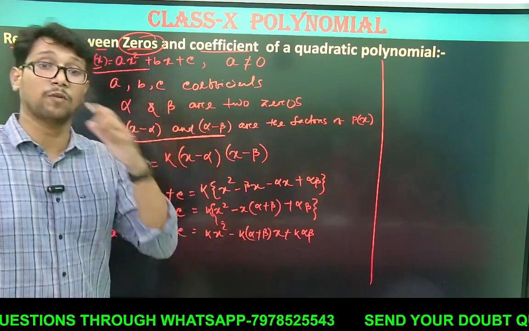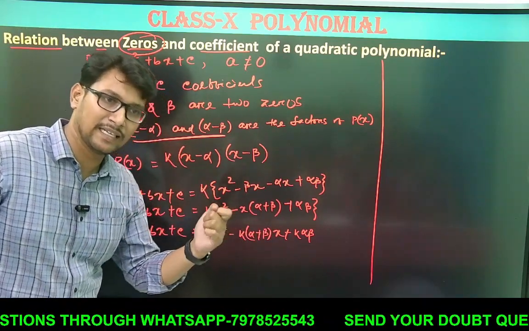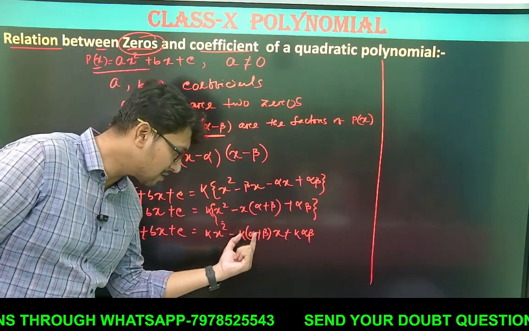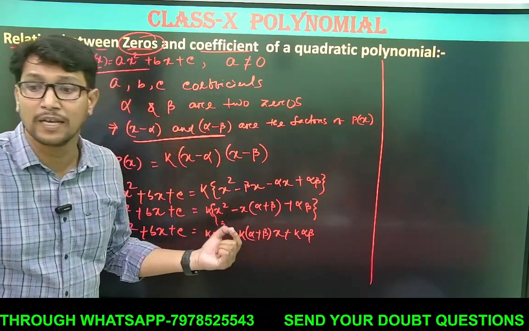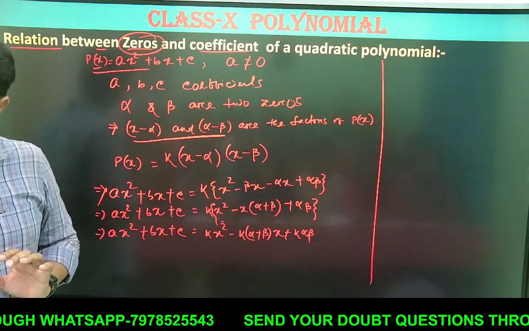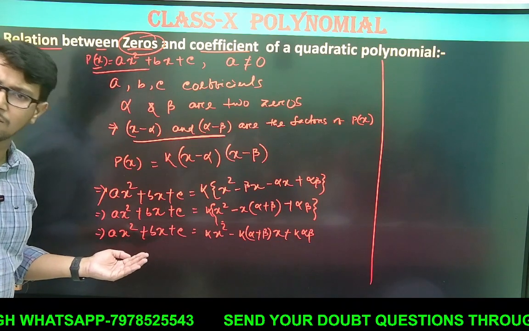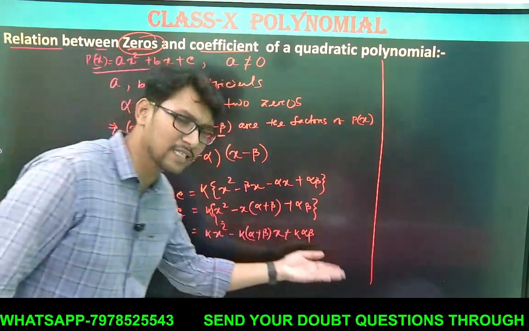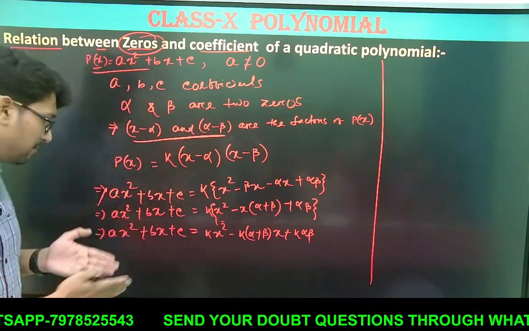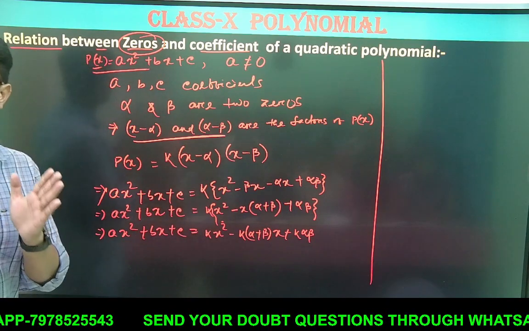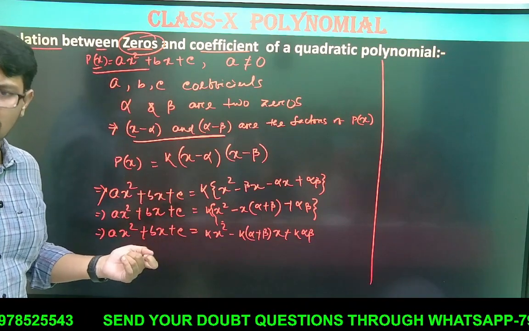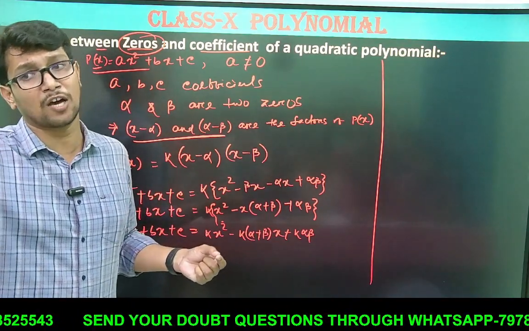In this quadratic polynomial, k is the leading coefficient. Look here: minus k into alpha plus beta is the coefficient of the x term, and k alpha beta is the constant. So LHS is a quadratic polynomial, RHS is a quadratic polynomial, and these two are equal because there is an equal symbol between them. Means LHS equals RHS. If LHS equals RHS, then the leading term of LHS must equal the leading term of RHS.